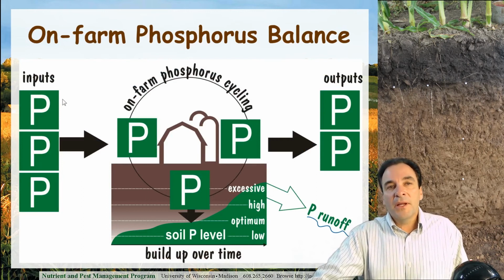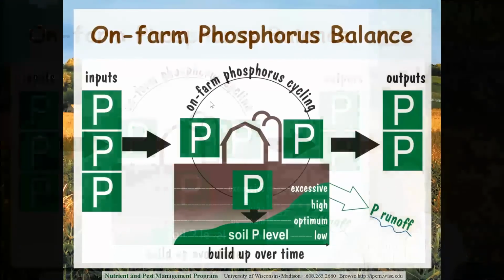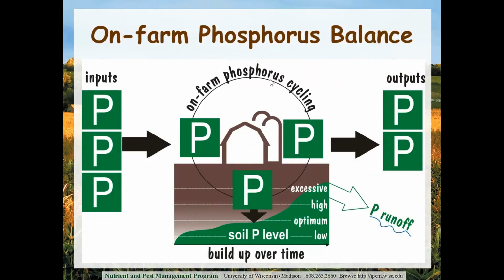When we get on the farm, phosphorus is dynamic. This diagram here looks at on-farm phosphorus cycling. We have inputs, use of phosphorus on the farm, and outputs of phosphorus leaving the farm. Inputs to the farm could be fertilizer, nutrient inputs, dietary inputs for our livestock, feed as well.